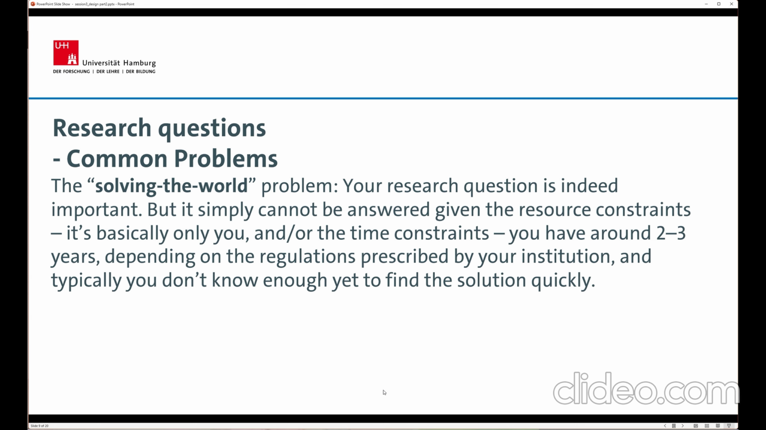A third common problem is the solving the world problem. There is indeed an important research question, but it cannot be answered given the resource constraints that students typically have. So, for example, during your bachelor, master's, or even PhD thesis, your resource constraints mean it's basically only you. And you also have time constraints. In a bachelor thesis, you have about 6 to 12 weeks. In a master thesis, you may have half a year, and in a PhD study program, you have about 2 to 3 years, depending on regulations and the training you need.